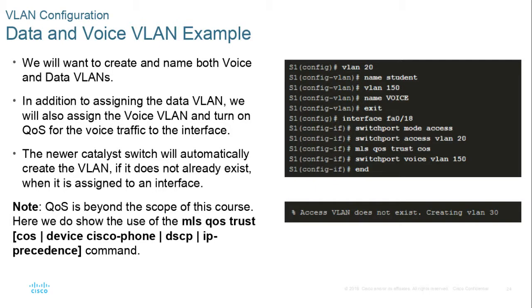In this case, they decided to use VLAN 150 for Cisco voice over IP telephone traffic, and VLAN 20 is going to be the data to and from the computer itself. This quality of service command, we'll use that later. Don't worry about that for today.